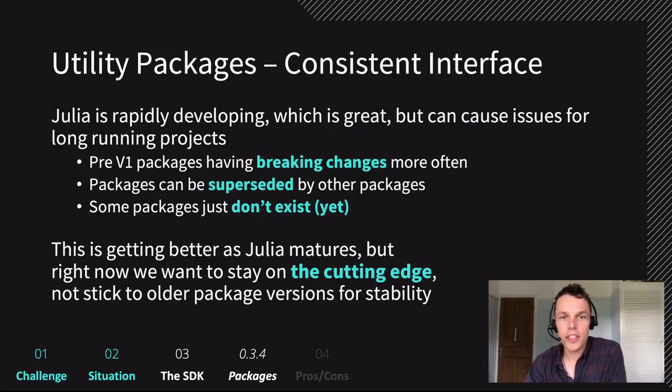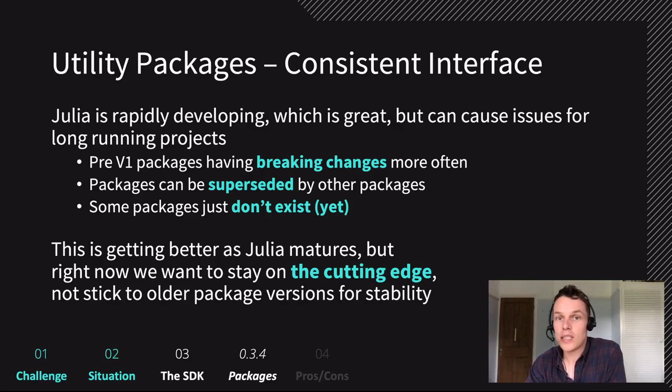The second reason for using utility packages was to have a consistent interface to changing functionality. This is particularly important with Julia at the moment. It's rapidly developing, which is great. We get a lot of new features, a lot of new performance, but it can cause issues for long-running projects. And the three key reasons why this may happen are: pre-version 1 packages having breaking changes more often. We want to keep using the latest version, so we have to accept the breaking changes and update things.